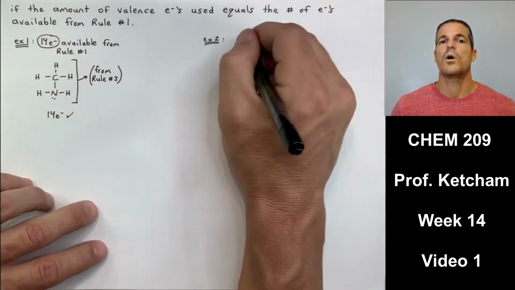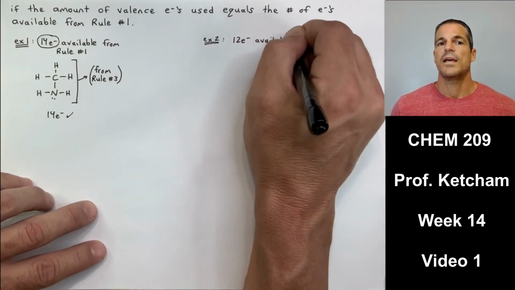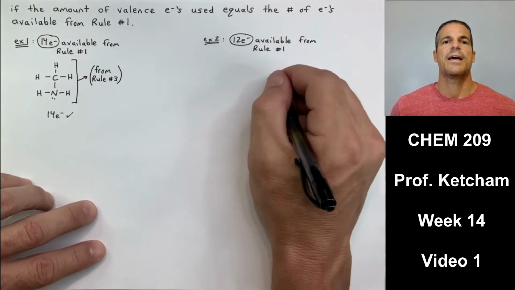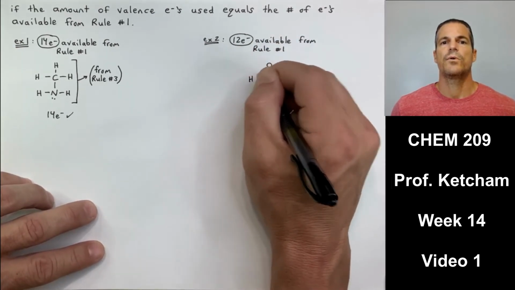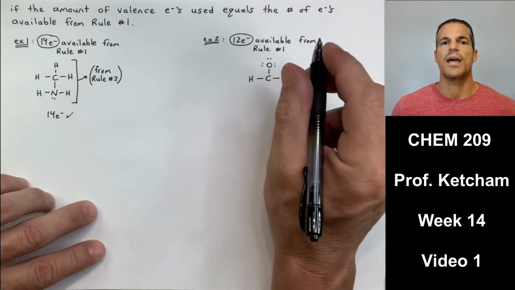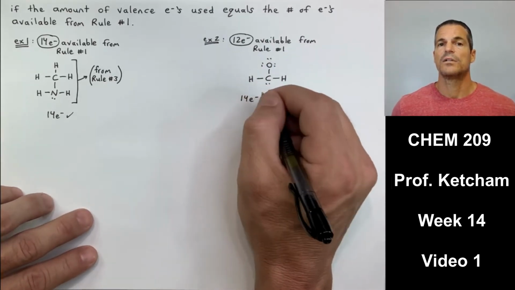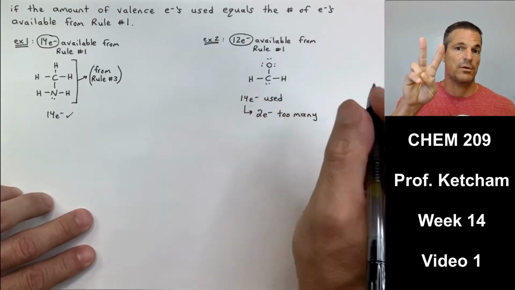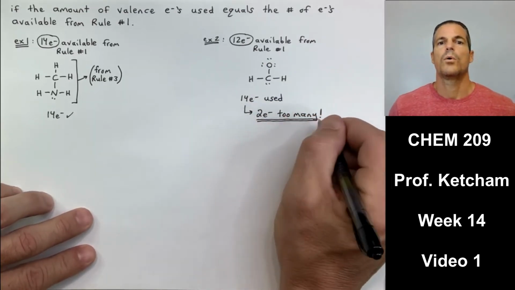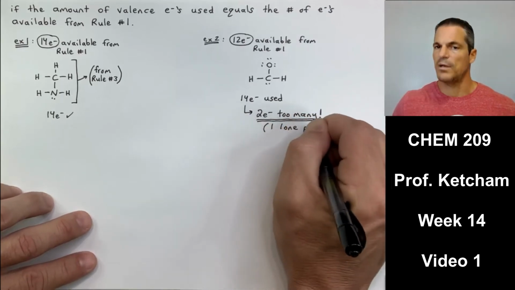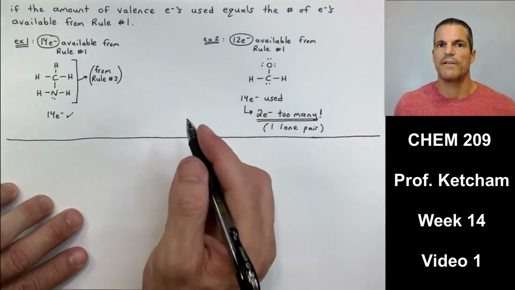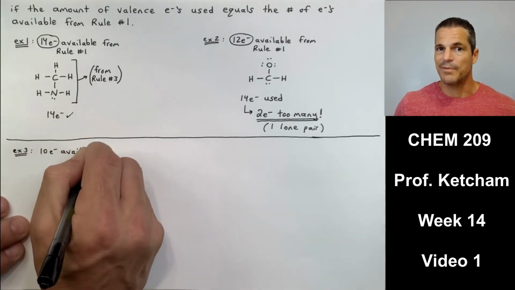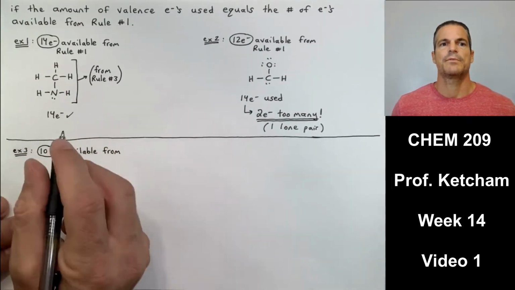Example 2, 12 electrons were available, and at the end of rule number 3, what did I have? I had how many electrons? 2, 4, 6, 8, 10, I had 14 electrons. That's 2 electrons too many. How many lone pairs is that? 1. Who am I going to erase that 1 lone pair from? Eventually, in rule number 4, or maybe it's rule number 5, I'm going to erase that from carbon, but not right now because I'm doing a bunch of examples together.